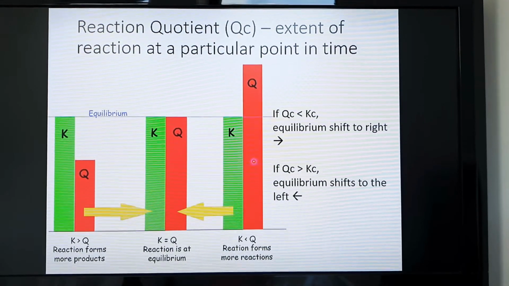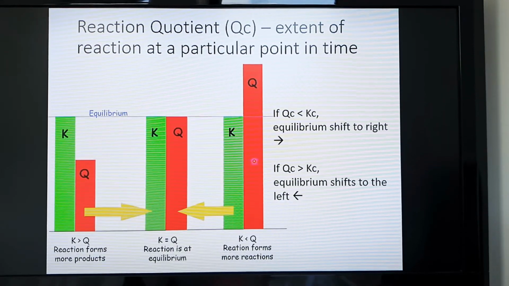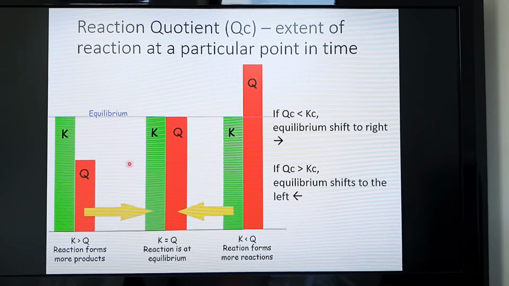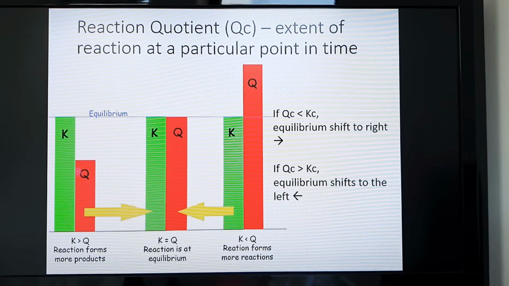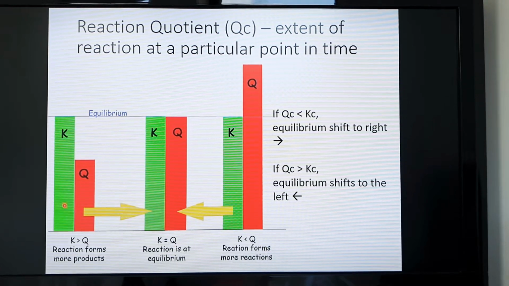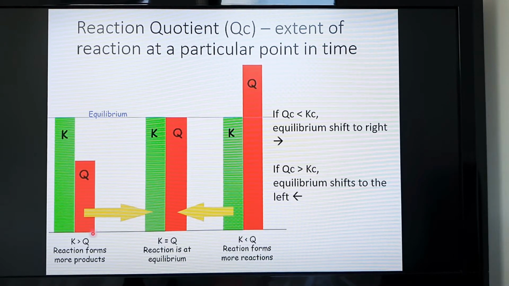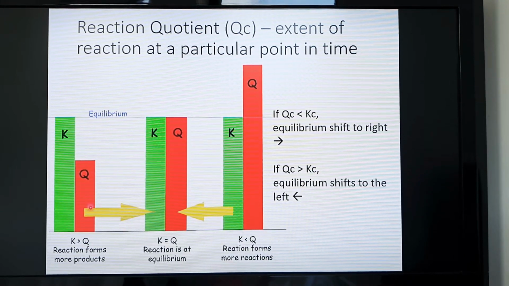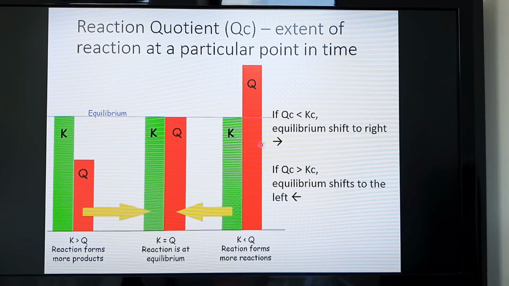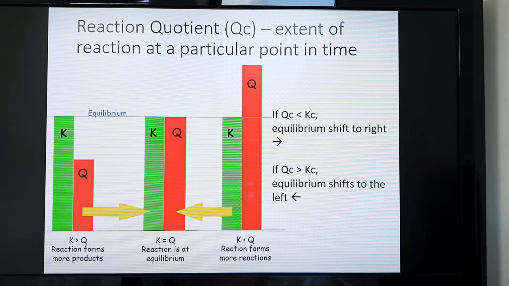sorry, let's not talk about that reaction. Let's just talk about this QC value here. So something to keep in mind is that if the QC value is lower than the K value, the extent of the reaction at equilibrium, then the reaction forms more products at that particular point in time. If your reaction quotient is greater than the K value, then the reaction forms more reactants. And if they're both equal, the reaction is at equilibrium.